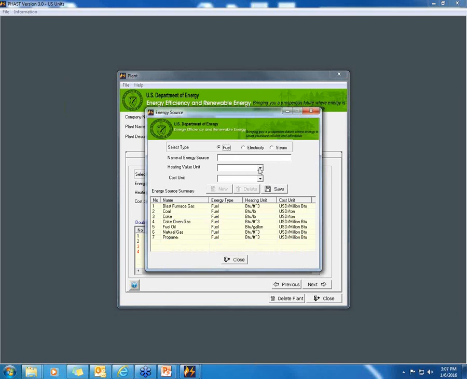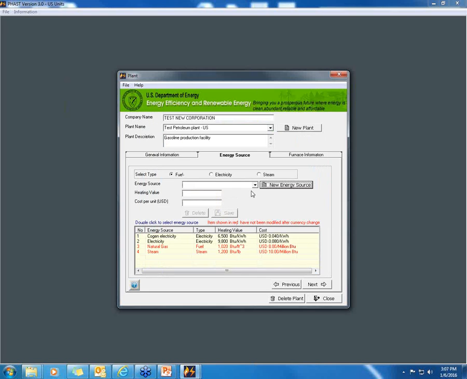You click on new energy source, and then you enter whether this energy source is a fuel or electricity or steam. You select that, and then you enter a name for your energy source, then heating value, whatever unit you want to use, BTU per cubic feet, BTU per gallon, BTU per pound, and then you enter the unit cost data, like US dollars per MMBTU or US dollars per ton, and then you save. And with that, whatever new energy source you created, you will see in this drop-down menu.